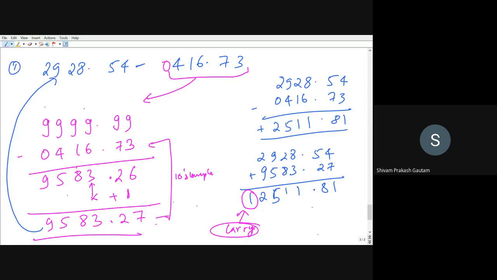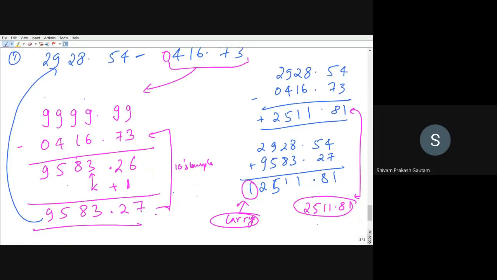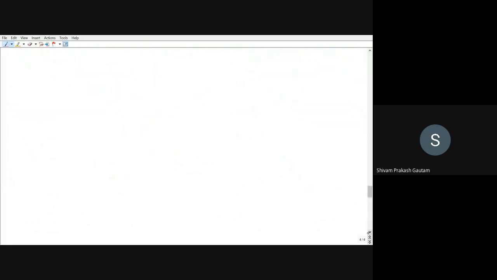So in tens complement form, if there is a carry, we have to ignore it. First thing is we have to ignore it, and what does it represent? That our final answer is positive, which is 2511.81. So this is our final answer. You can compare it, both are the same. Is it okay using tens complement? Yes, sir. Okay, now we will reverse these numbers as we have done for nines complement.